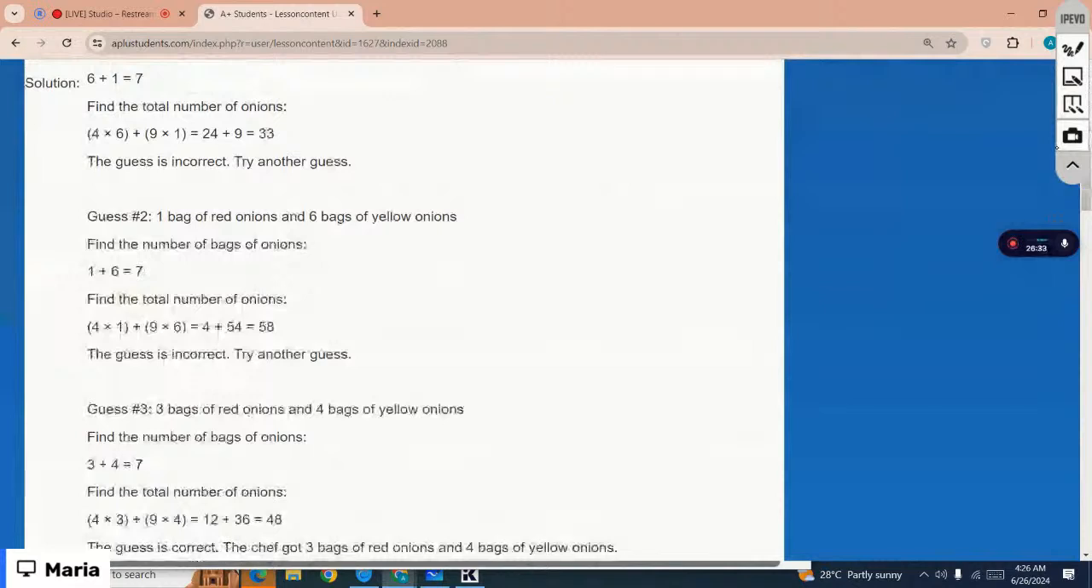So 1 plus 6 is 7. You have 1 bag of red onion and 6 bags of yellow. Let's put in the values and multiply. They make 58. This is not the correct option, right? Then you have 3 plus 4. In a bag of red onion you have 4, and in a bag of yellow onion you have 9. So together they make 48. That means the chef got 3 bags of red onion and 4 bags of yellow.